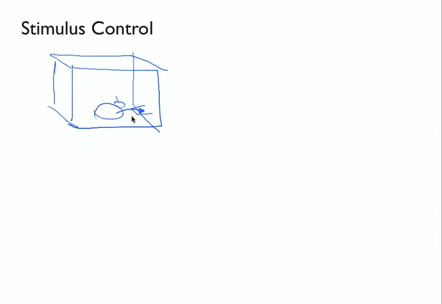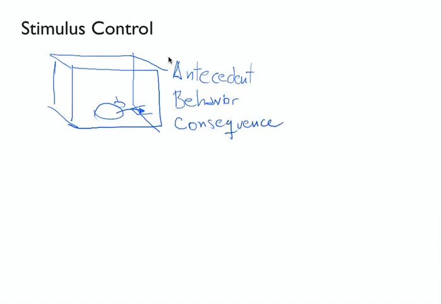In the case of instrumental or operant conditioning, that environment, those stimuli, are the antecedent that we've referred to when we've done our A, B, C, antecedent, behavior, consequence. So remember, this is our three-term contingency.